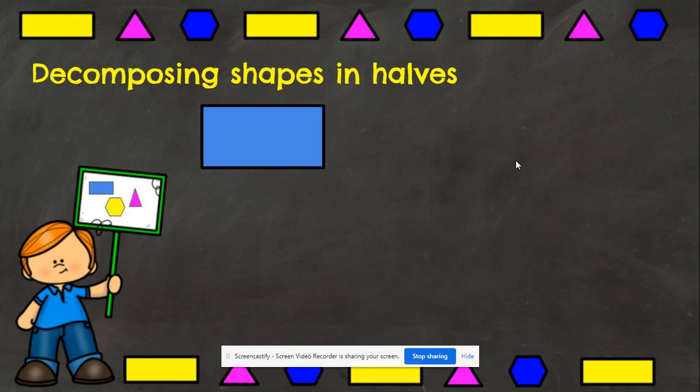Here we have a rectangle. So how can we split a rectangle into halves?